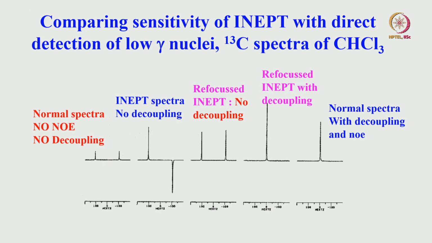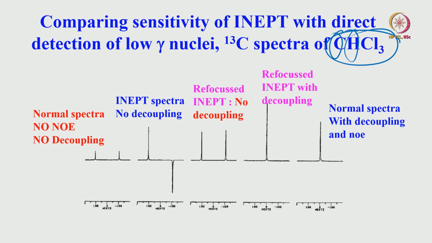You can compare the intensity, how beautifully INEPT works, in a simple example for a molecule like this. This is called chloroform. In chloroform, we have only two spin-half nuclei, heteronuclei, carbon 13 and proton. So if you look at carbon 13, obviously it is going to be a doublet because of its coupling with proton.